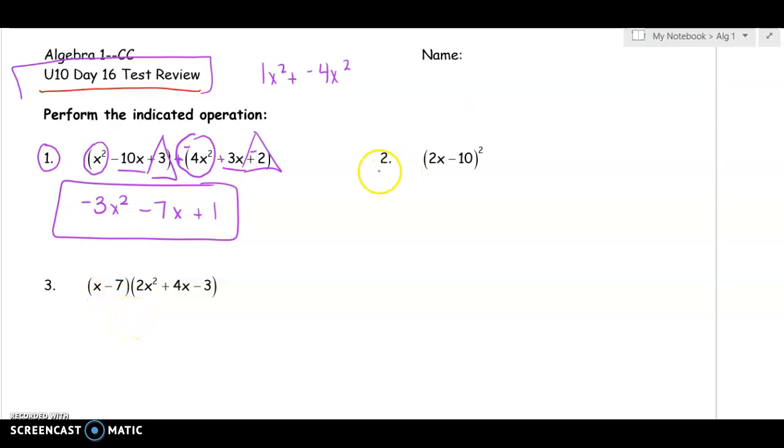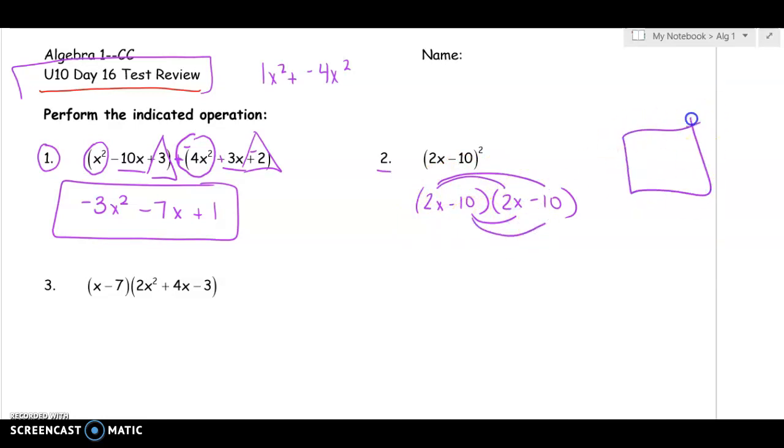All right, if you see something like number 2, this is 2x squared minus 10 quantity squared. This means, don't square both of those by the way, this means you're going to do 2x minus 10 times 2x minus 10. All right, we did this a while ago. You can either do distributing, or you can create this lovely little box where you have 2x minus 10 along the one side and 2x minus 10 or negative 10 on this side. Then you're going to multiply.